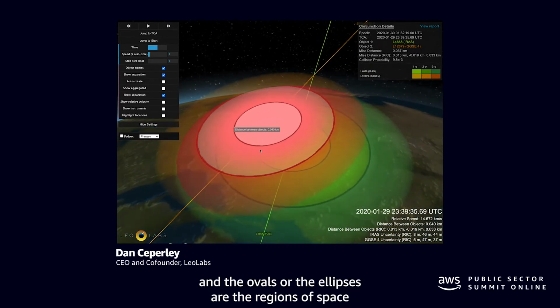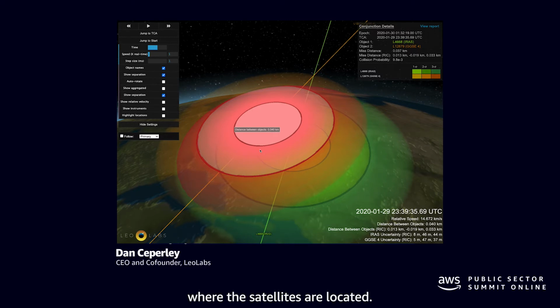And the ovals or the ellipses are the regions of space where the satellites are located. So we take our radar data and we turn it into predictions of exactly where those satellites are going to be. No prediction can be 100% perfect, so a big part of our business is fitting or determining the error bars around our measurements and around the satellites. And that's what those ellipses represent.